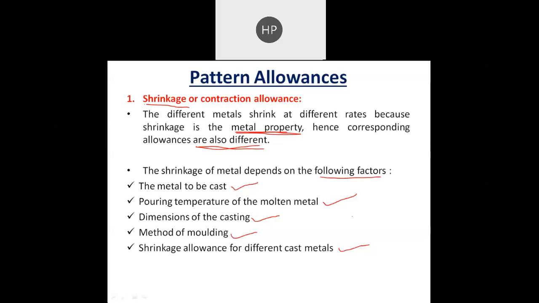Okay, so during pattern designing, we have to consider all these things in mind. Before we do any casting process where we design a pattern, at that time we have to consider all these things in mind, and based on that factor we have to design the pattern. Okay, so what are the factors? Again, we will discuss it.